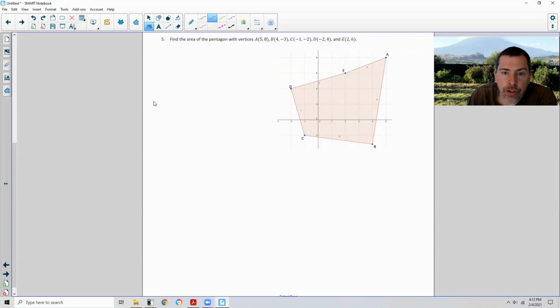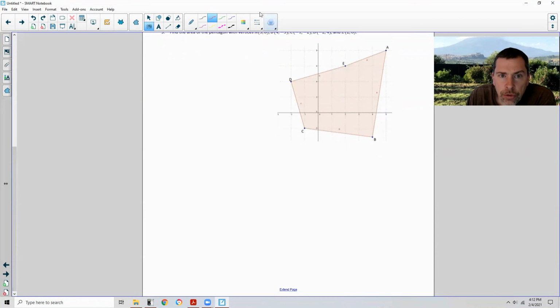So it's just asking for area, so that's a good thing. So let's choose a starting point. I'll start at A, it doesn't matter. But just remember, we have to go this way, and we start with our x's and our next y. So first thing you do is label.